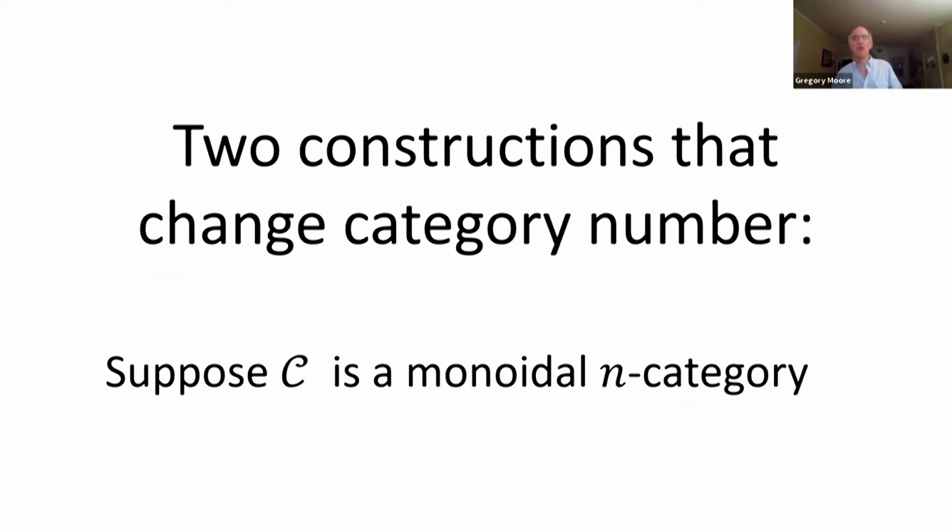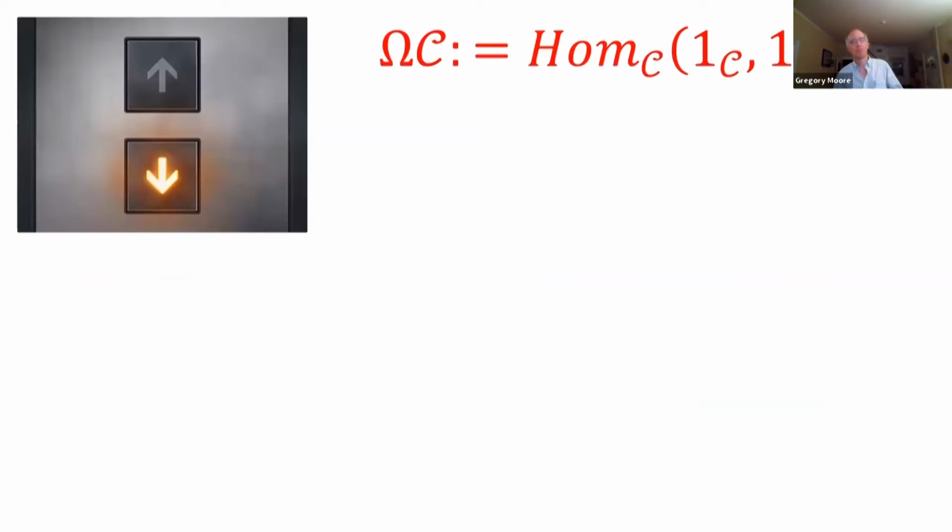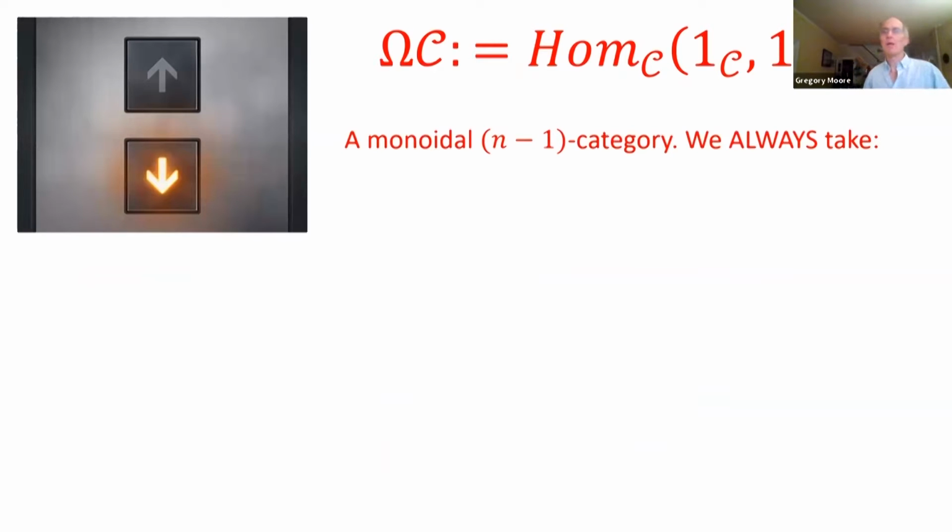Now, just to stress this point, let's review two constructions from category theory that change the category number of a monoidal n-category C. So you can go down in category number. It's called looping. Because it's a monoidal category, it has a monoidal unit, which is called 1_C. And so we can consider the Hom space of 1_C to itself. Remember, in an n-category, the Hom space between objects is an (n-1)-category. So this Hom space from the unit to itself is a monoidal (n-1)-category. And once you've opened this possibility of going down in categorical number by looping, you can keep going down.